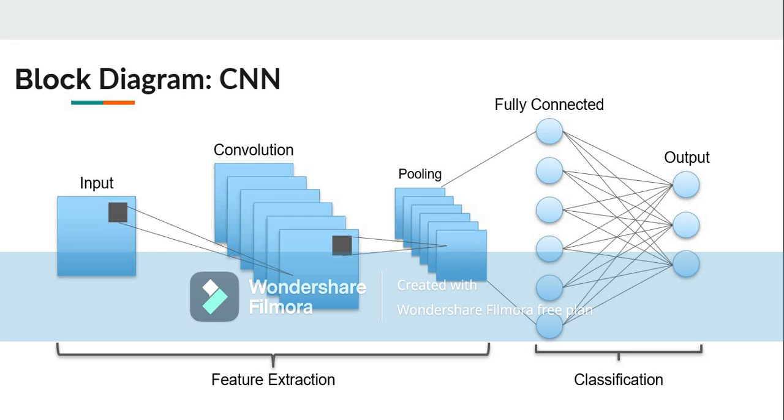Then comes the classification layer, which has a fully connected layer which contains an activation function in order to classify whether the given data is correct or not. We have used a ReLU activation function and the softmax function in our fully connected layer.